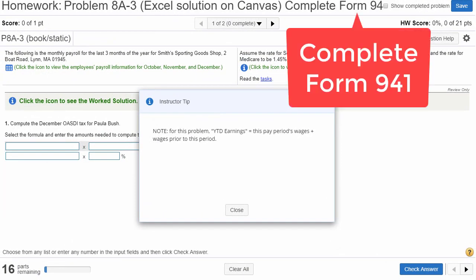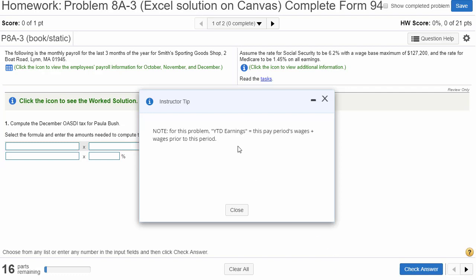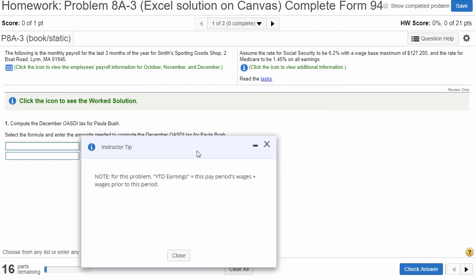Problem 8A-3. We're going to complete the Form 941. So the first thing I've done is I have this instructor tip pop up for you that says, note, for this problem, YTD, which stands for year-to-date, year-to-date earnings equals this pay period's wages plus the wages prior to this period. So what am I talking about?